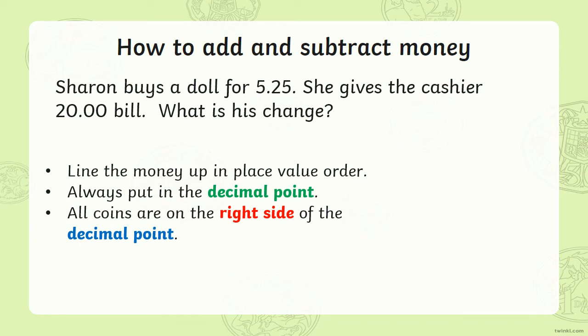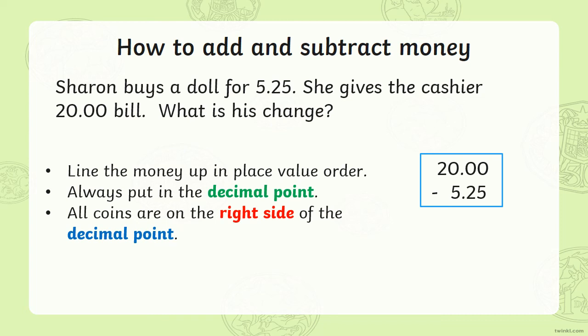Remember our rule. Line up the money in place value order. Always put in the decimal point. All coins are to the right side of the decimal point. Remember when we talk about giving the cashier money, we always put that money that we are giving the cashier or the person at the top. So here we go. So we said 20, take away $5.25. You notice that we have to be subtracting.